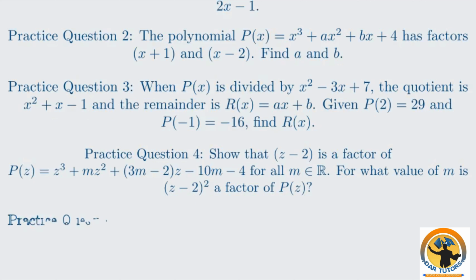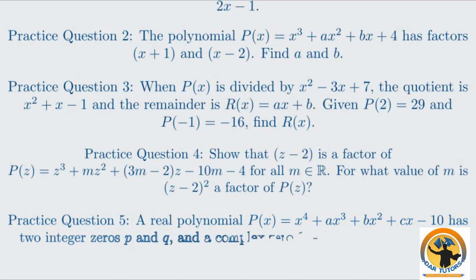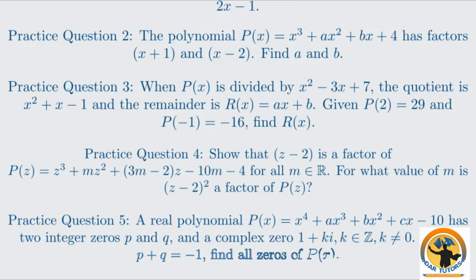Question 5. A real polynomial p of x equals x to the power of 4 plus ax cubed plus bx squared plus cx minus 10 has two integer zeros, p and q, and a complex zero, 1 plus ki, where k is a non-zero integer. Given that p plus q equals negative 1, find all zeros of p of x.